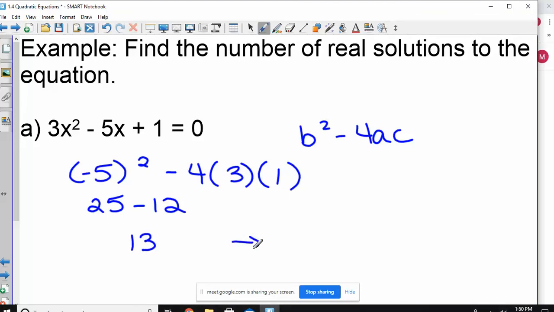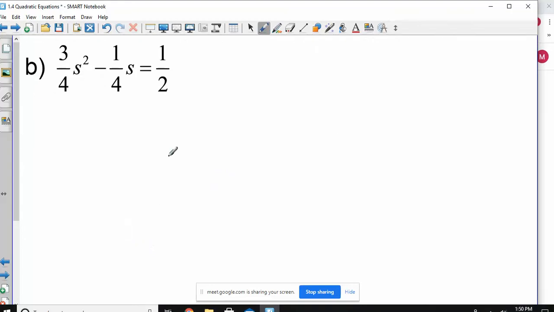What does that tell me? It's basically two real, two imaginary, or one repeated real one. If it's positive, what does that mean? Two real. One more. I'm going to make that a negative 1/2 squared.